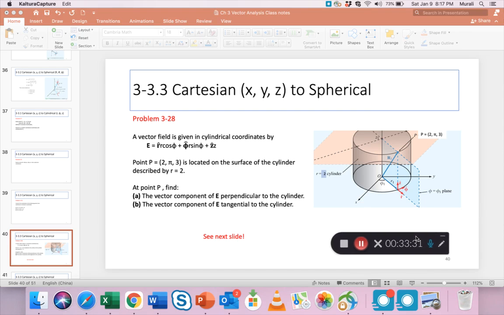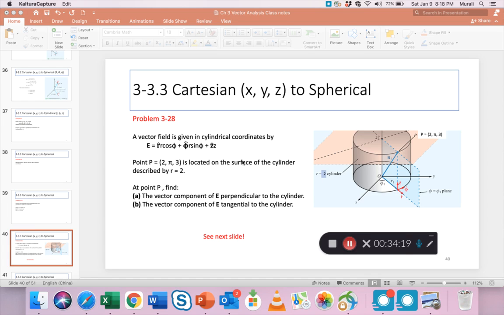Now we have a bit of a more complex problem that you might enjoy solving along with me, I hope. A vector field is given in cylindrical coordinates by this formula. It's in cylindrical, so it has r phi z. A point is also given in this field, and that point is 2, pi, 3. So r is 2, phi, the angle, is pi or 180 degrees, and z is again distance 3. So that point is located on the surface of the cylinder described by r equals 2.